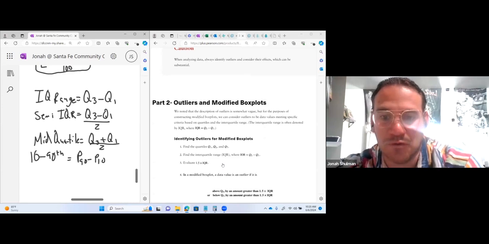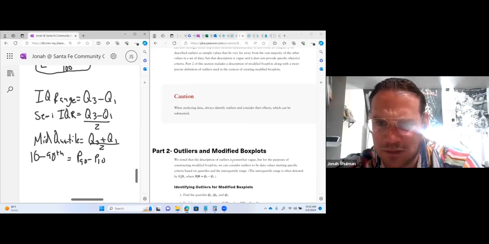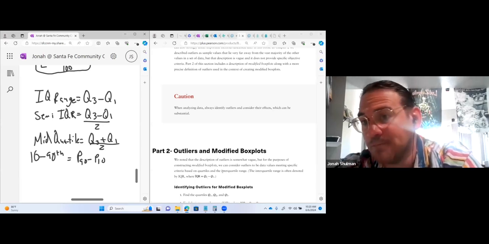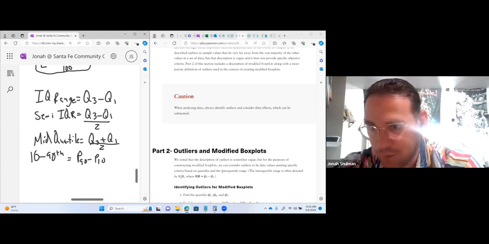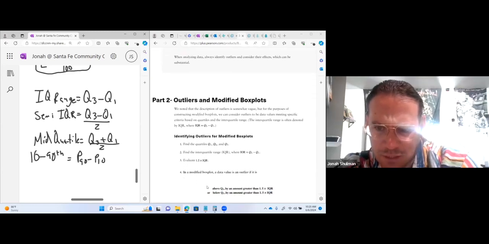Okay, outliers. Beautiful. This is important. We noted that the description of outliers is somewhat vague, but for the purposes of constructing a modified box plot, we consider outliers to meet specific values based on quartiles or interquartile range. Every time I've ever done an outlier, it was over 2 standard deviations away from the mean. But we're going to find theirs, and maybe it'll be the same. The interquartile range is notated by Q3 minus Q1. Find quartiles 1, 2, and 3, find the range, and evaluate 1.5 times the IQ range.